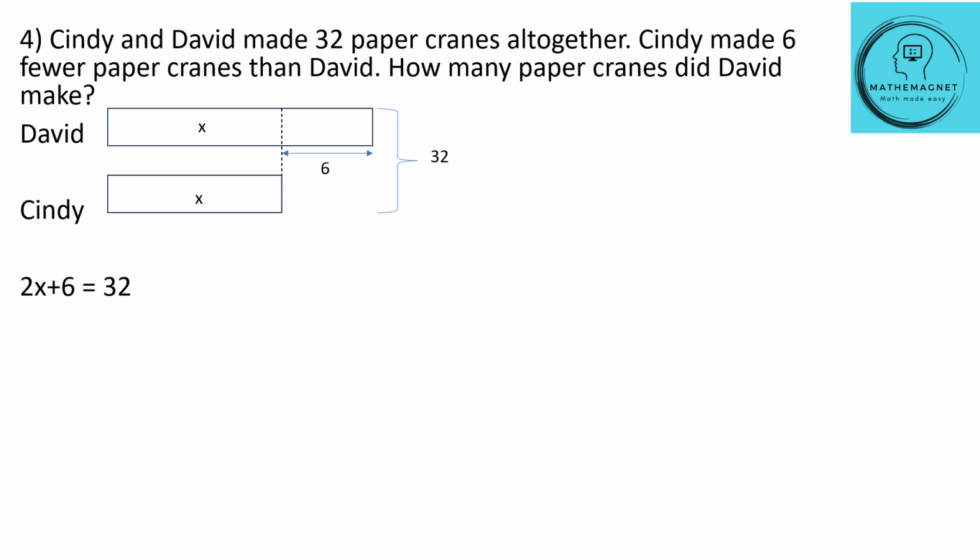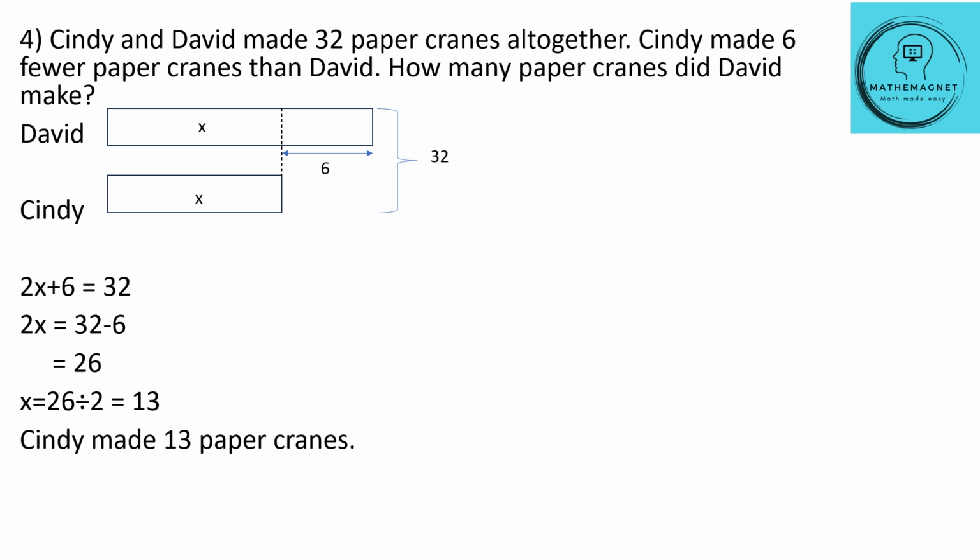So it will be 2x plus 6 equal to 32. 2x will be equal to 32 minus 6, so 2x is equal to 26 and x is equal to 26 divided by 2, equal to 13. So Cindy made 13 paper cranes.